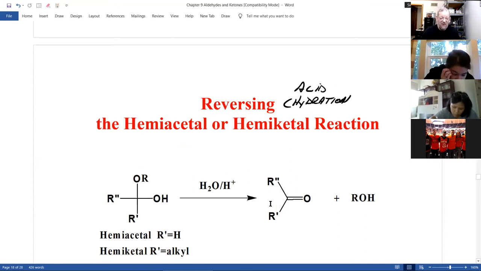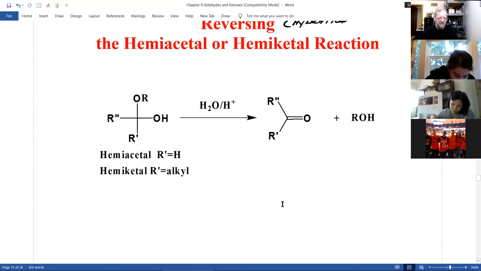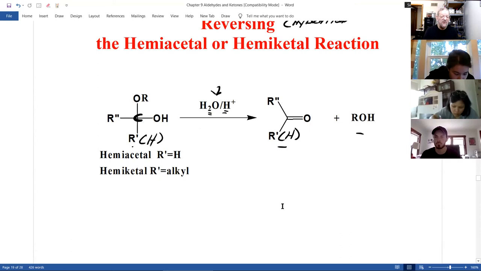And before I go in, well, let's look at the reaction first. If I have an acetal or hemiacetal or hemiketal, remember R prime can be either H or carbons, I undo it. I get back the aldehyde or ketone plus the alcohol that I would have used to make that. And how do I do that? I react it with water and acid, H plus and water. So this reaction needs H plus and water.